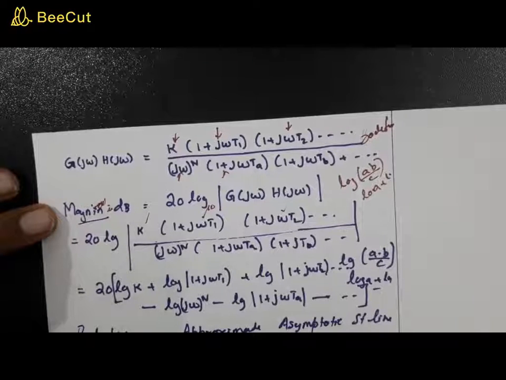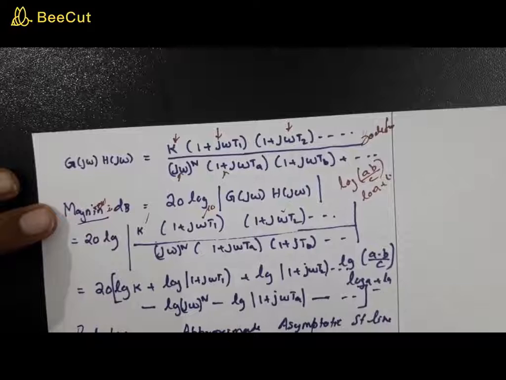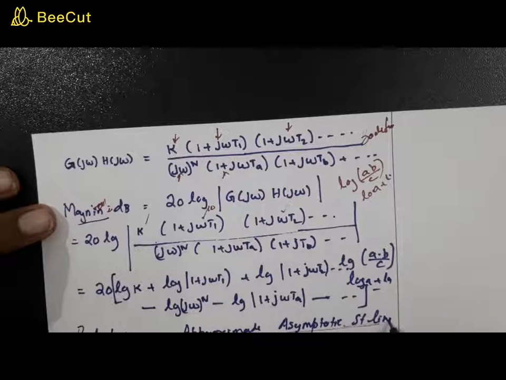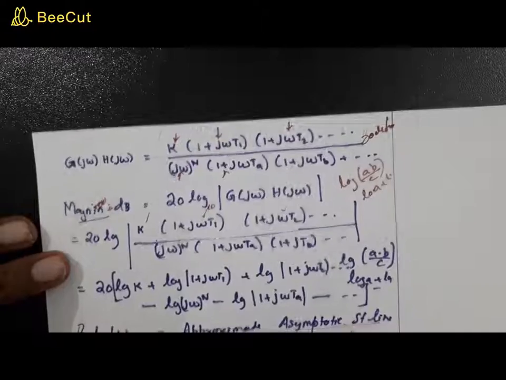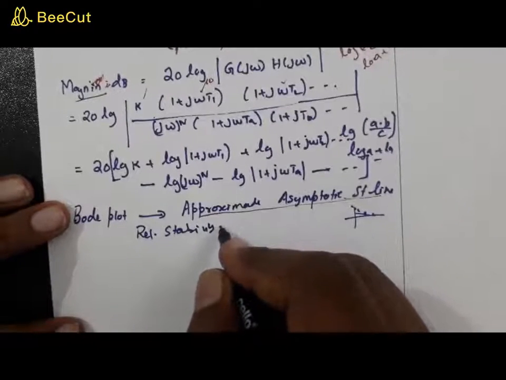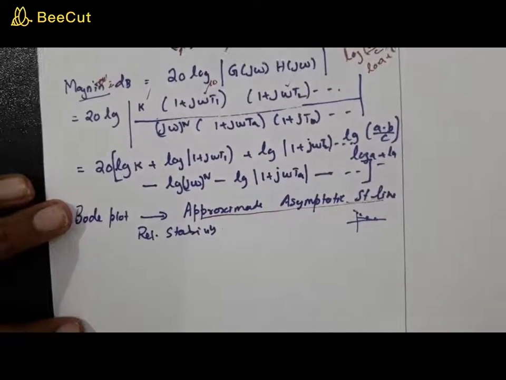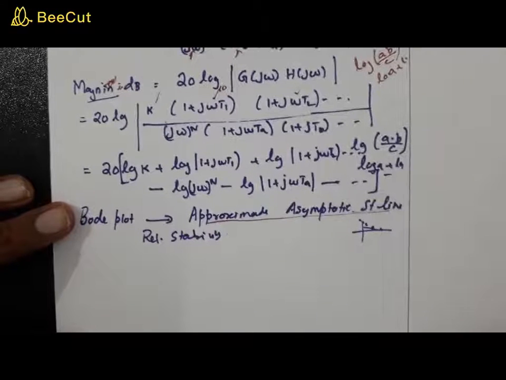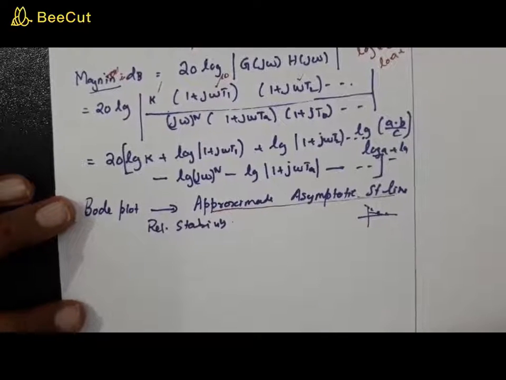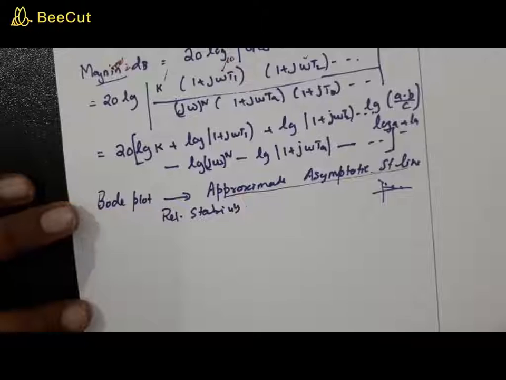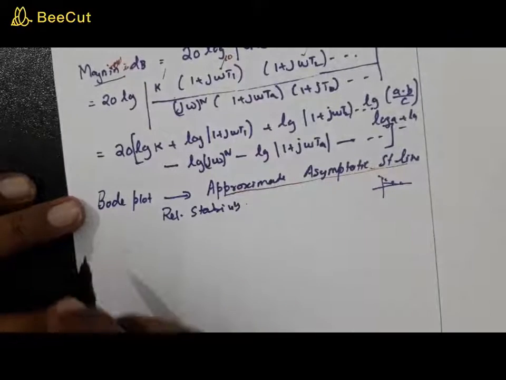So this will be drawn as some straight lines, or this can be called an approximated asymptotic straight line. This can be considered, and using this Bode plot, you can find out the relative stability from the open loop transfer function. All of that you will understand when we start to do some exercises. So that is the magnitude in decibels.